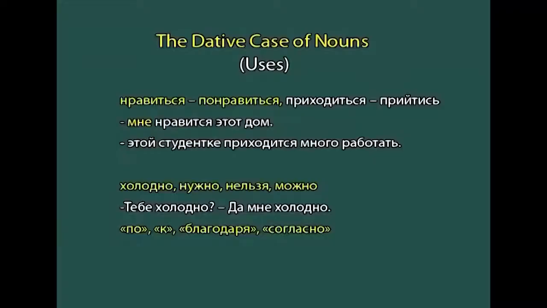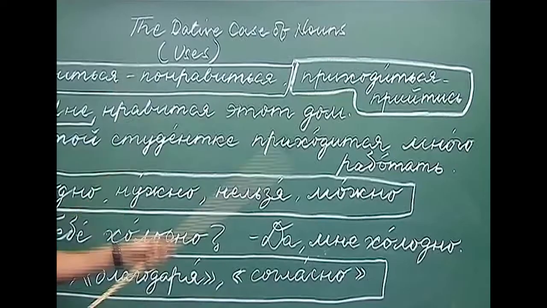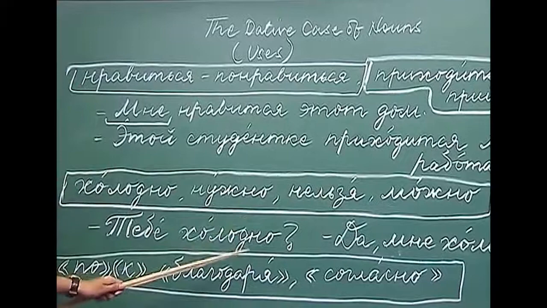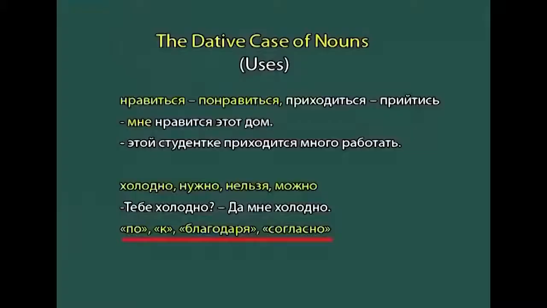So these are the two uses we have discussed so far. The first is with the verbs nravitsa and prikhajitsa to denote the logical subject, and with the adverbs kholadna, nushna, nilzya, moshna, we use the dative case of nouns as the logical subjects.